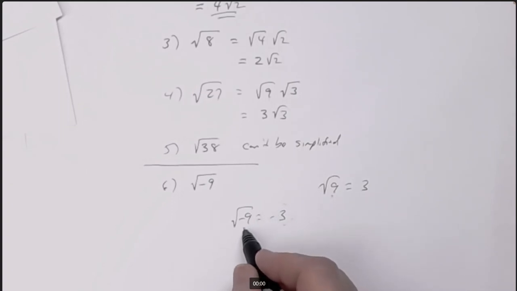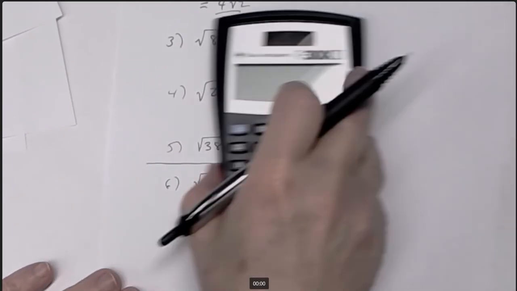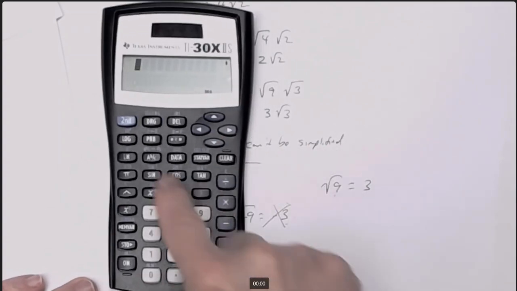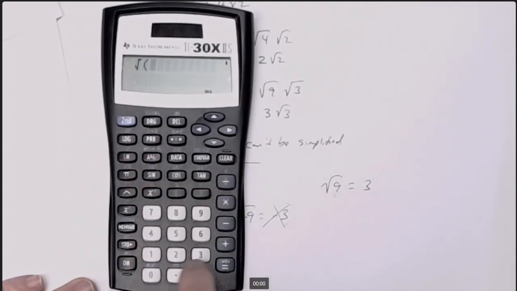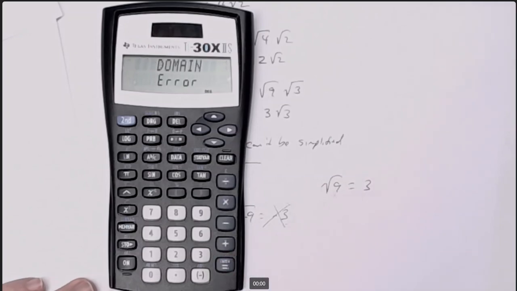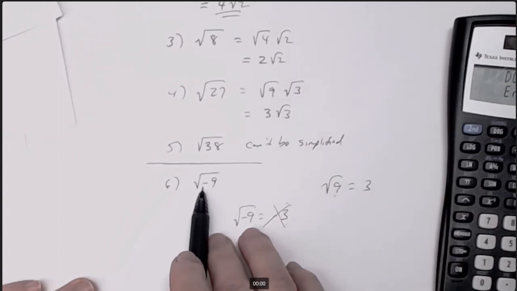So the square root of a negative 9 is not negative 3. In fact, if you look at your calculator, watch. If I take the square root of 9, I get 3. If I take the square root of a negative 9, I get an error. That means you cannot take the square root of a negative number and get a real number. So this is not a real number. We even saw that. You get an error.